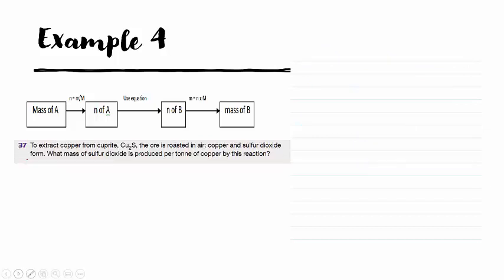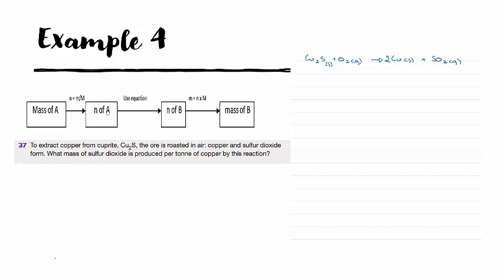The last example I'm going to go through is question 37. I've selected this example because you'll probably struggle to come up with the equation on your own. Okay, what they've told us in the question is that the copper ore, copper sulfide, is roasted in air. What that means is that it's reacting with oxygen. So that's the equation. Now that the equation's written, the problem is quite straightforward.